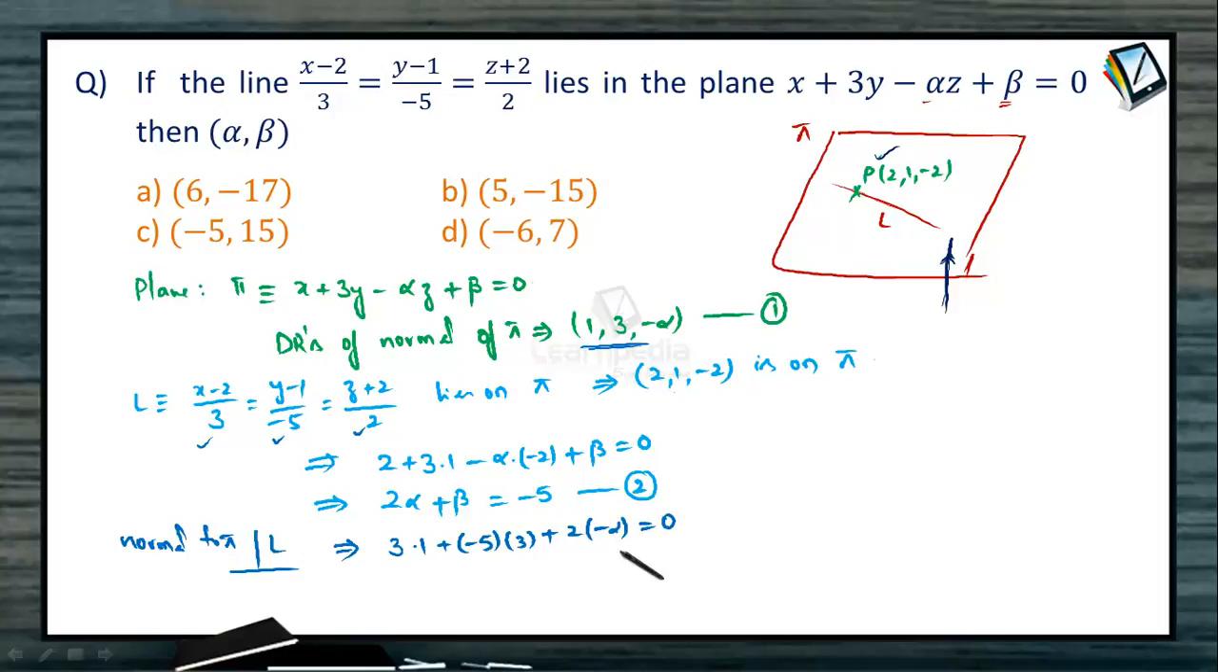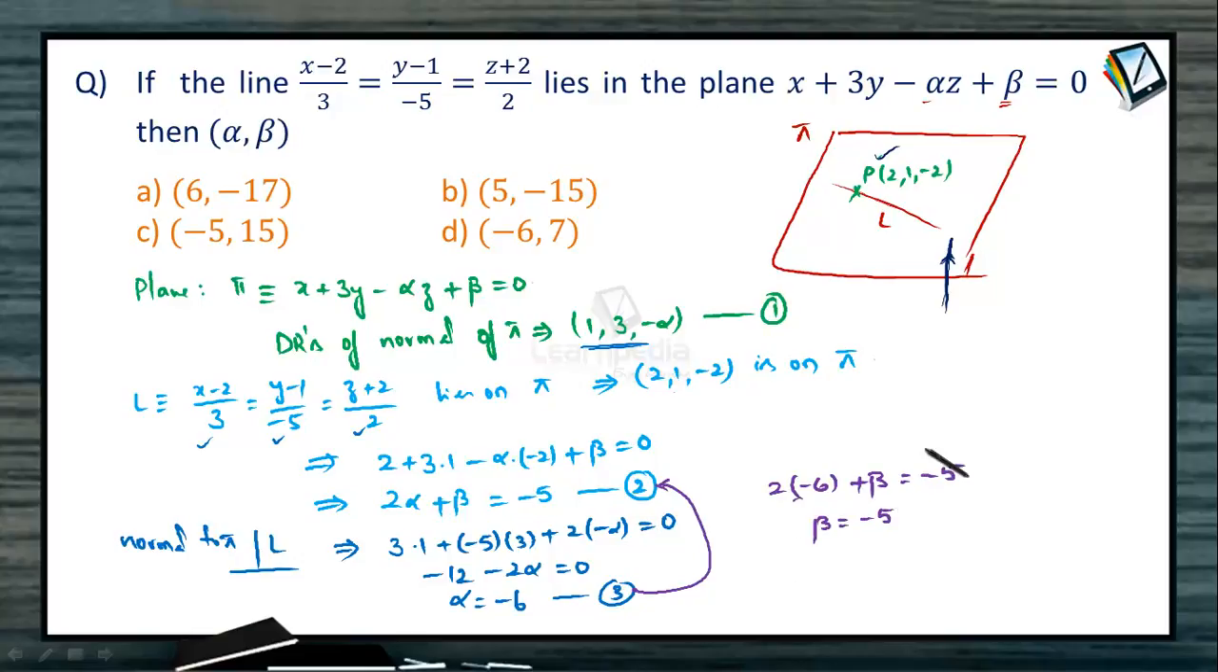So here there is no beta involved. Directly we will get the value of alpha. Let us say 3 minus 15 minus 2 alpha equal to 0, or shall we say alpha equal to minus 6. Now once we have the value of alpha, let's carry this value of alpha and substitute in equation 2. We get 2 times minus 6 plus beta is equal to minus 5. Now what is the beta value from here? Yes, it is minus 5 plus 12, which is 7.